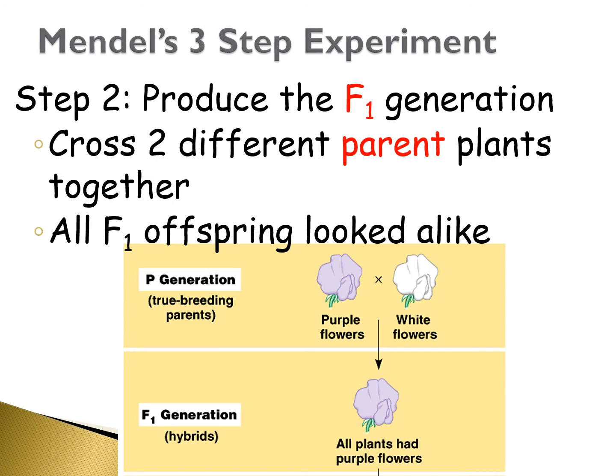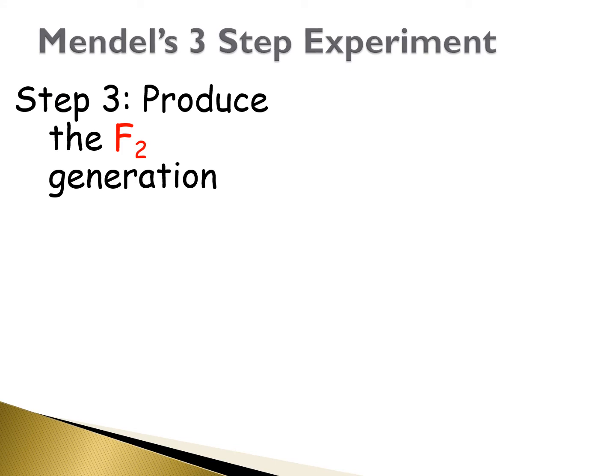Always, always, always. Which got him thinking, okay, well, where did the white go? Some of my parents are white. Some of my parents have white flowers. Where did that white flower trait go? So after trying this experiment several times and always getting the same answer, he said, okay, I've got the parent generation. I have the F1 generation. What happens if I make an F2 generation?